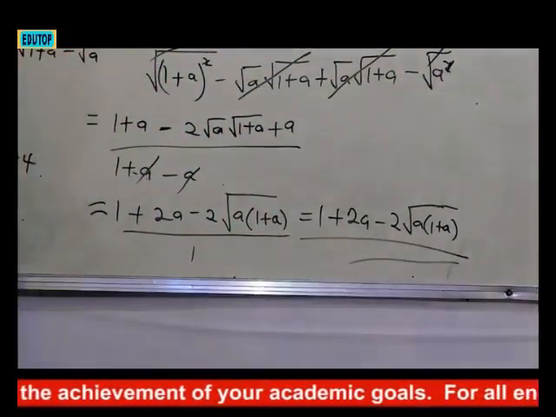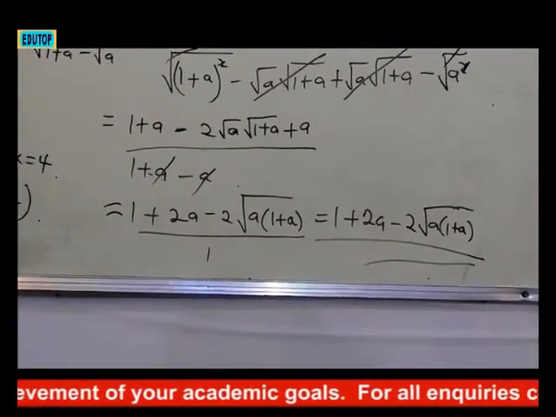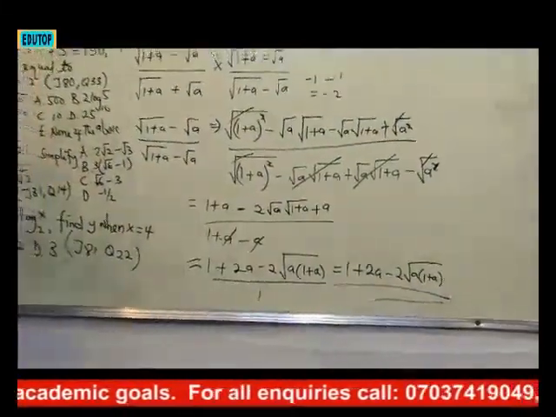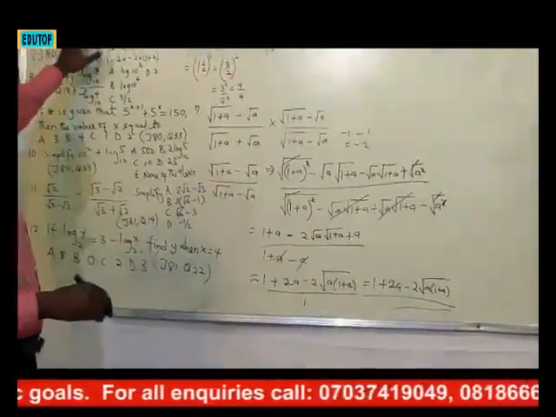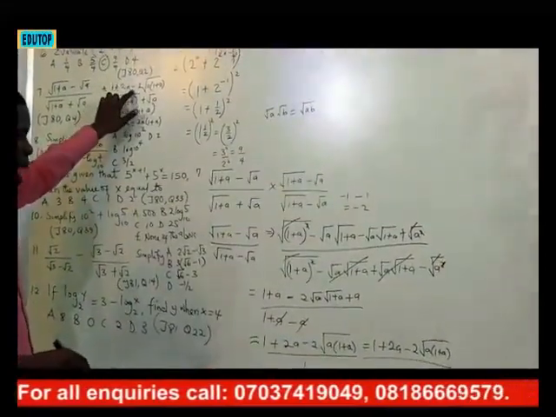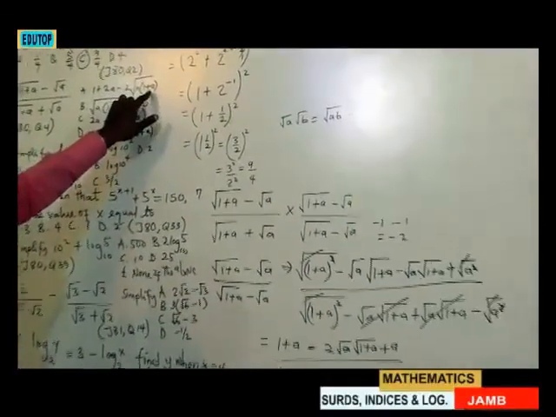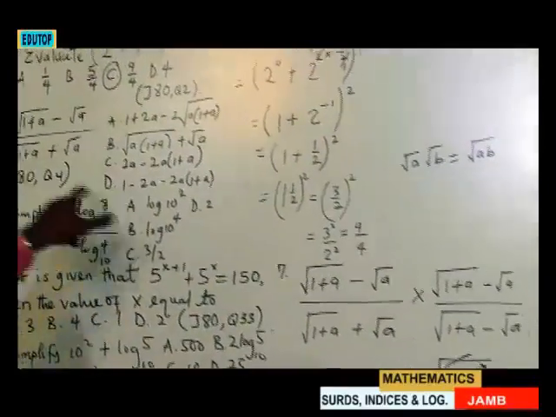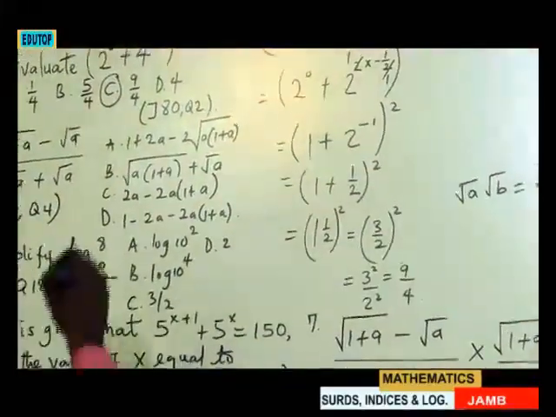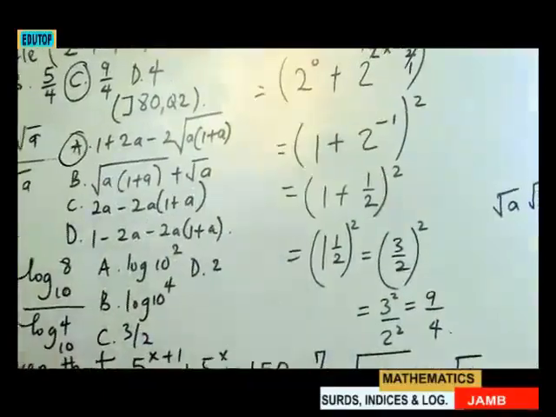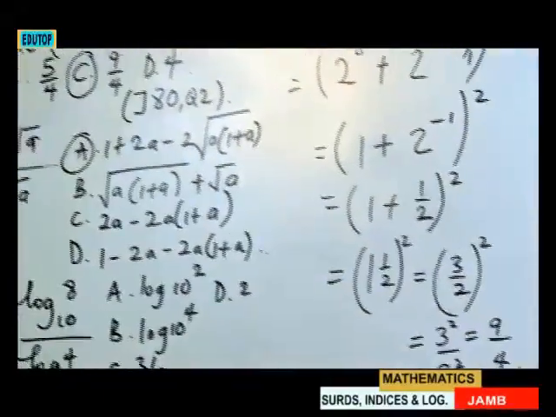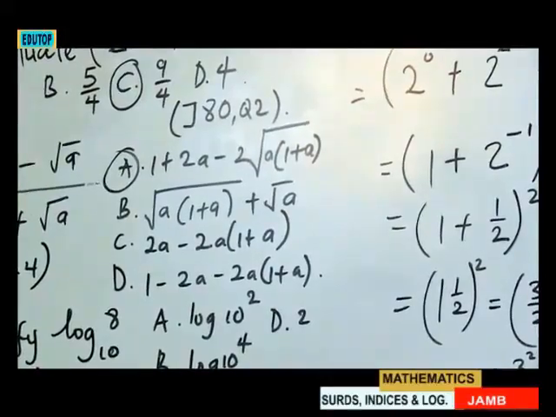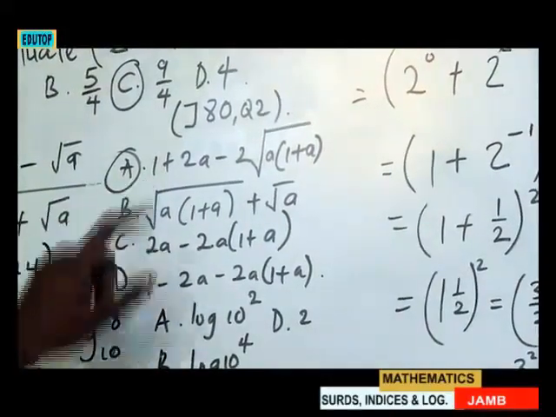So I go to my options and check the one that will fit. Look at my options. Option A: 1 plus 2a minus 2 root of a into 1 plus a. So this one fits in. Without even checking every other option, this option A correlates with my result here. So I will just pick option A directly. The answer to question number 7 is A.